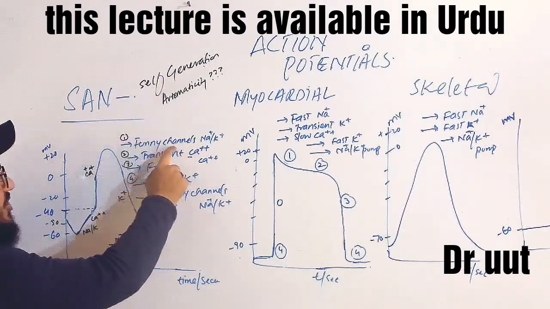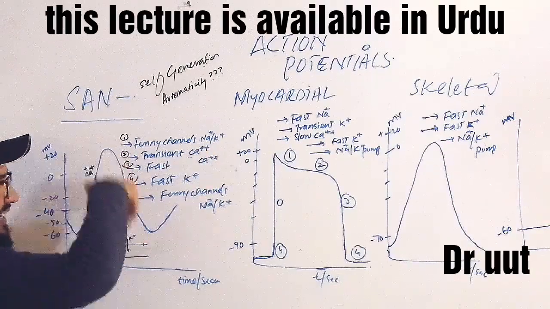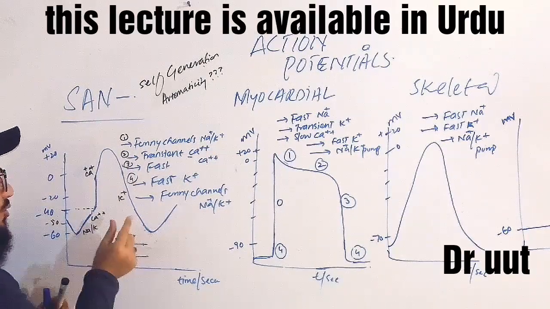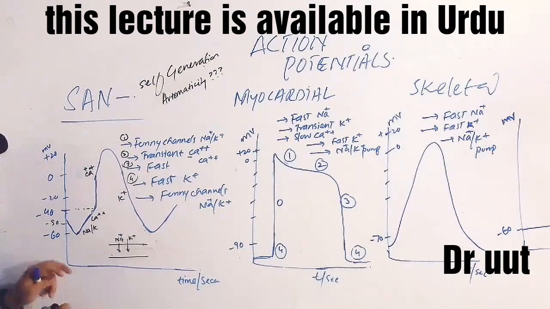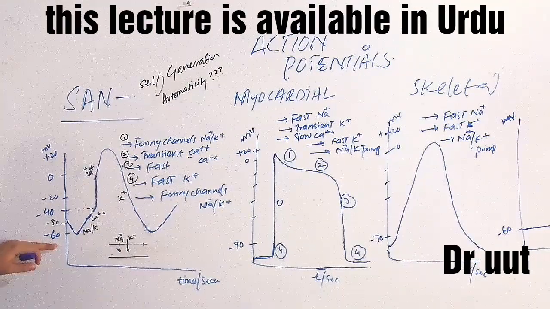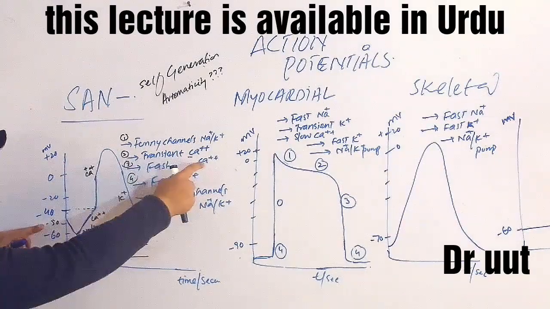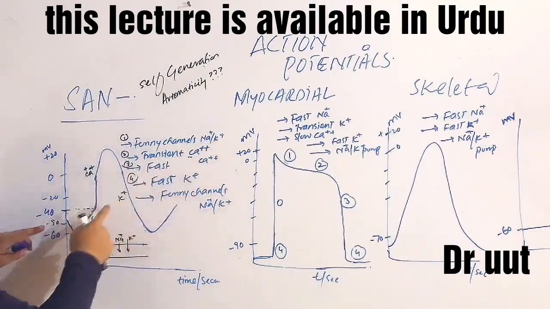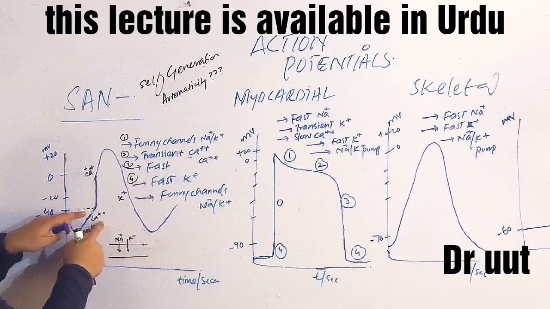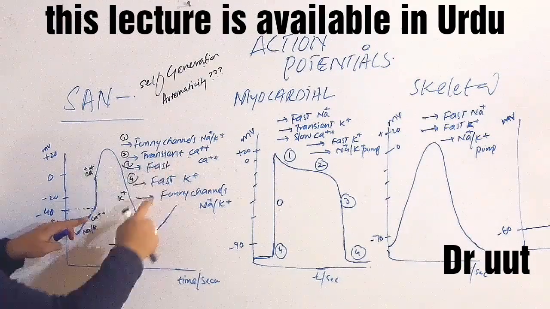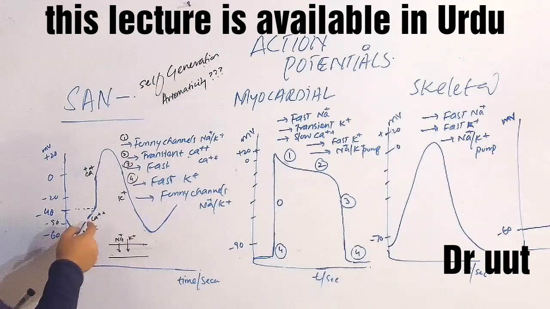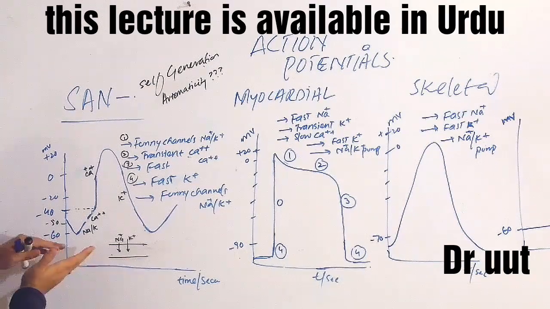In the first step, what happens? The funny channel is open for sodium and potassium. They start moving inside the cell, and they're a little bit weak, due to which the resting membrane potential will shift from -60 to -50 because of the sodium and potassium. And due to these sodium and potassium leaky funny channels, a kind of voltage sensitive transient calcium channels will open. And these transient calcium channels, as the name indicates, transient means they're short-lived. And they will again carry this membrane potential towards the threshold.